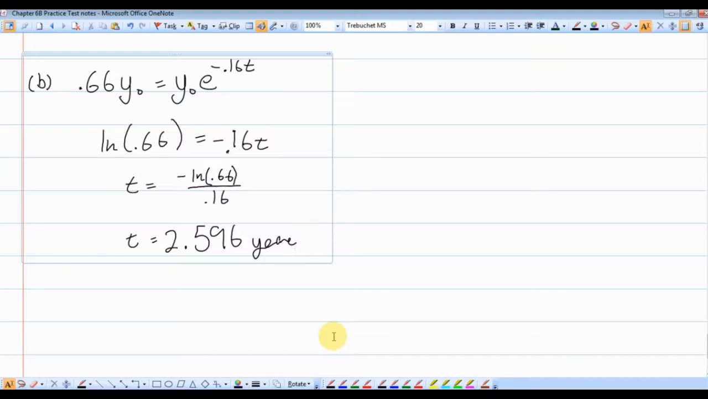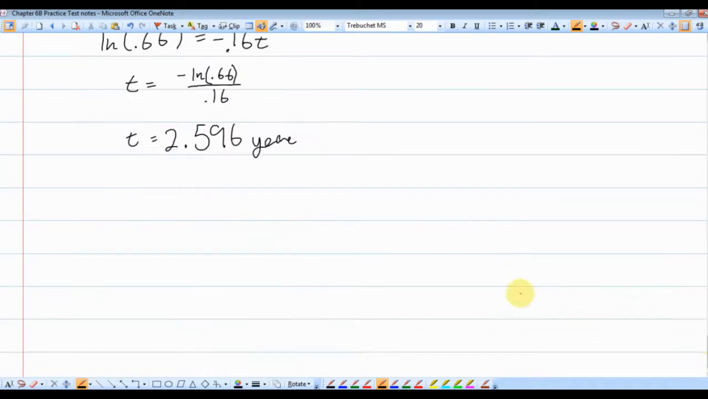Okay, moving on to number 5. Another Newton's law of cooling. I'm so glad that we watched that video on Newton's law of cooling. Let me tell you. We never did it. There's no way.